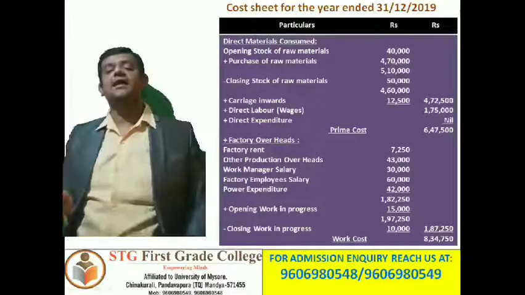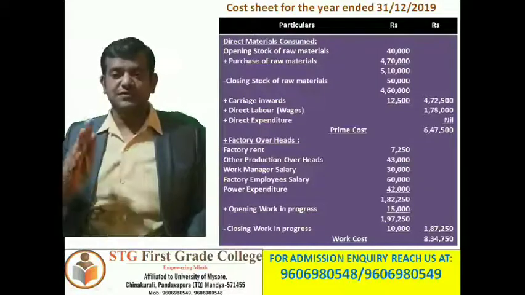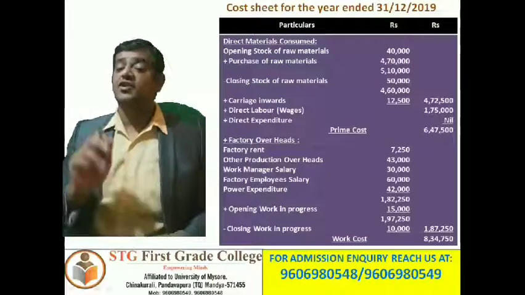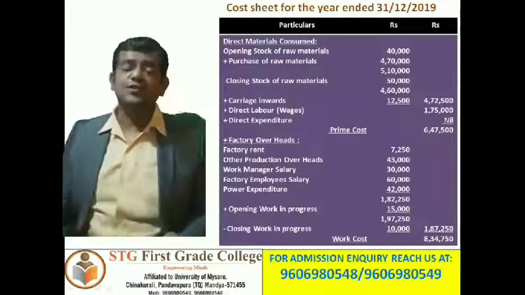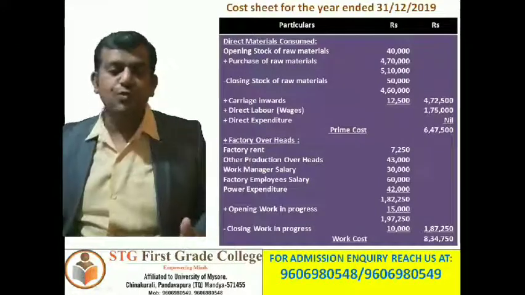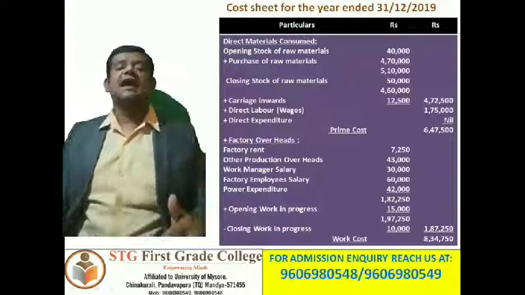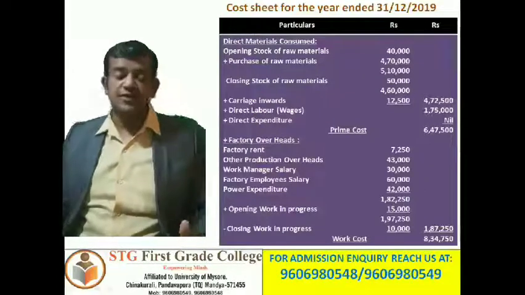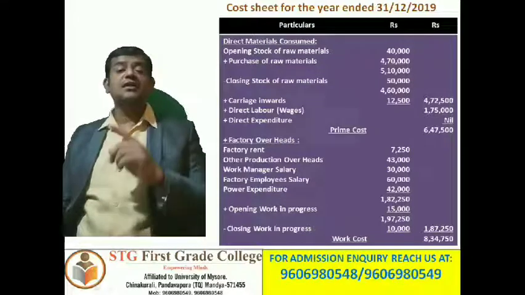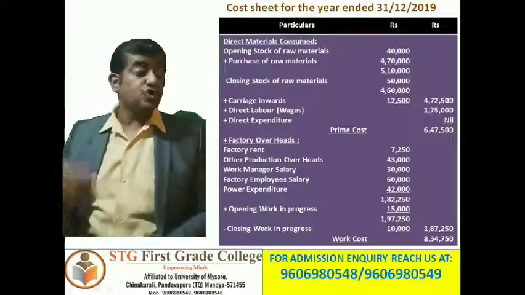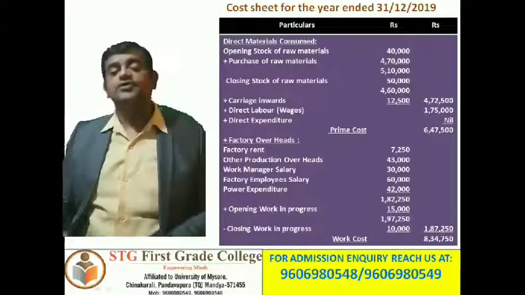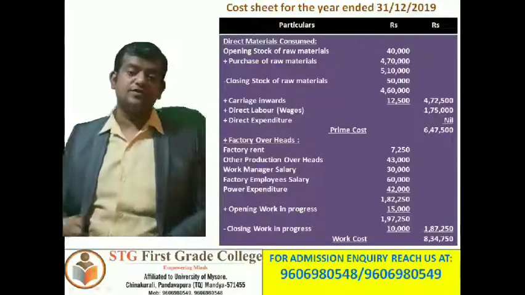So now add 4,72,500 plus 1,75,000. So we have a prime cost value now, that is 6,47,500. How much is the prime cost value? 6,47,500 rupees. Now we are supposed to find the work cost value. Clear? How much is the work cost value to identify?